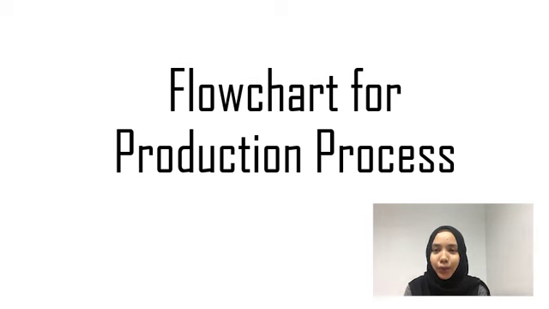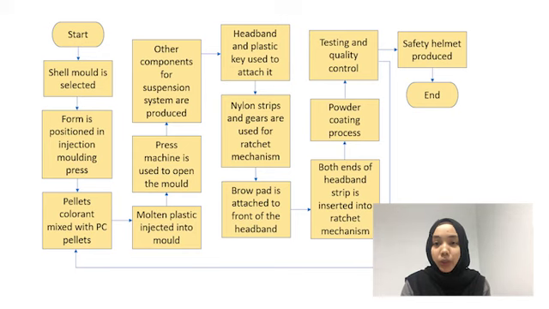Hi guys, my name is Nur Nabila and I would like to present the flowchart for the production process. Okay, the process begins and then the shell is selected according to the shape that we want to produce. Then the form is positioned in the injection molding press.